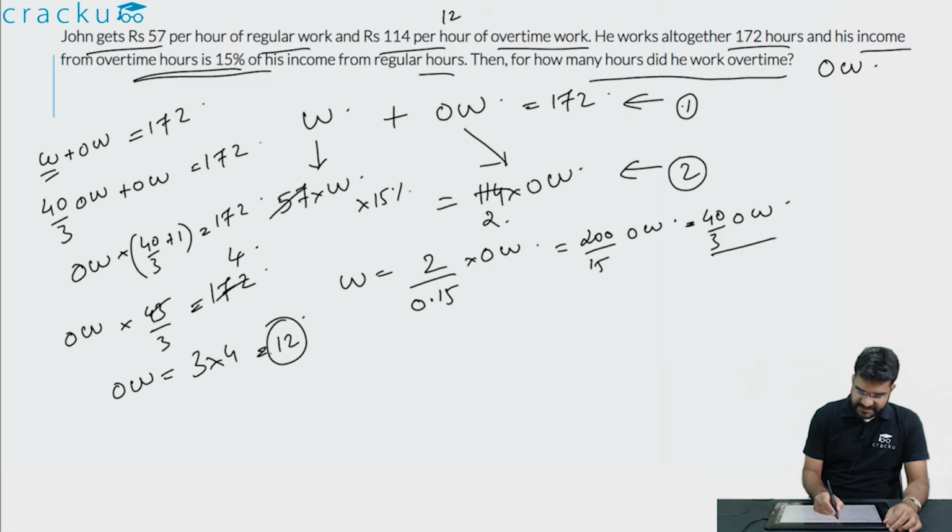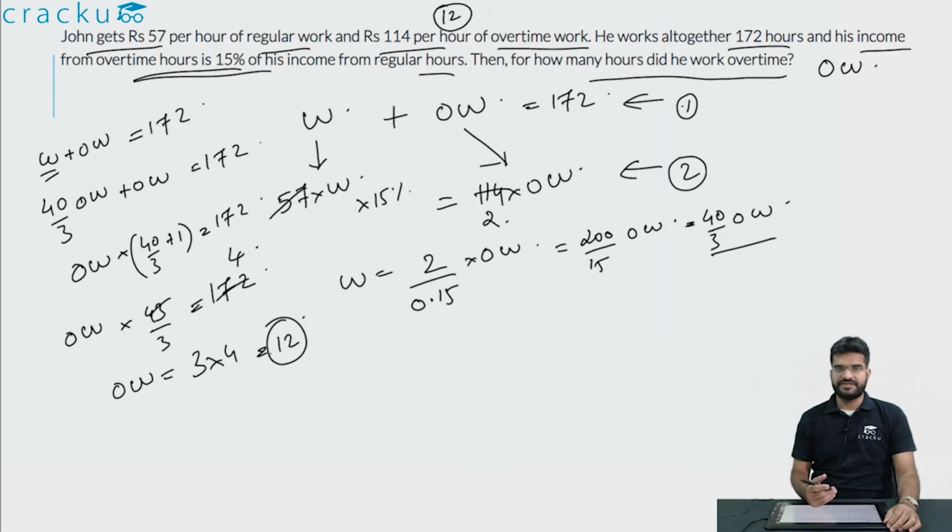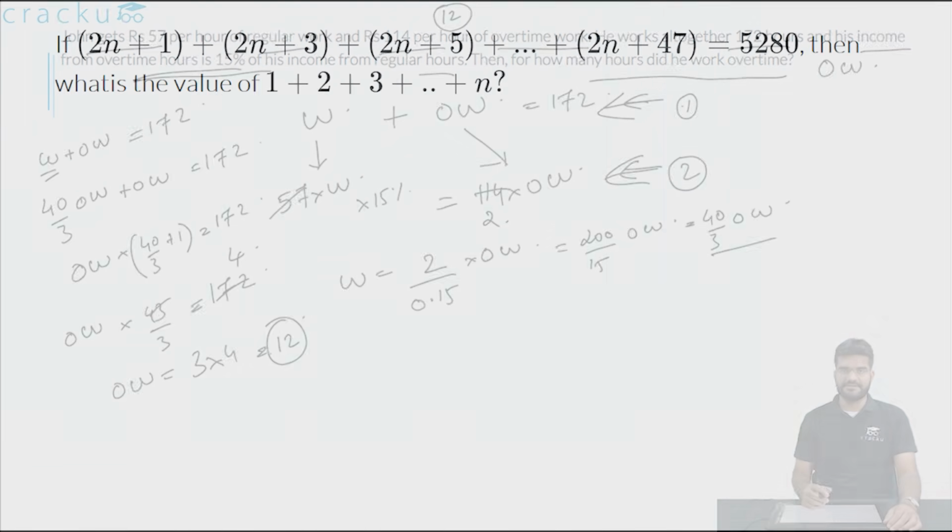So the answer in this case is 12. It is a very simple question. You just have to form both the equations, the first equation and the second equation. Find out the values of W and OW and you will get the answer.